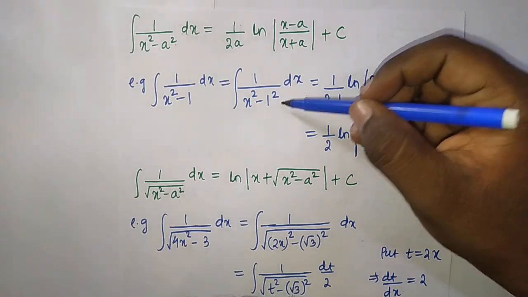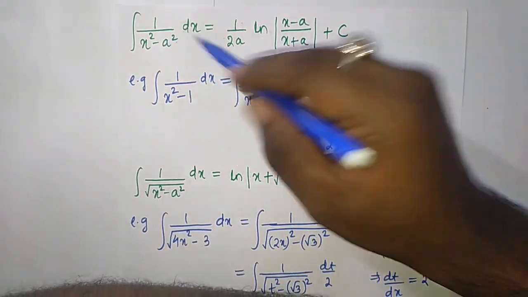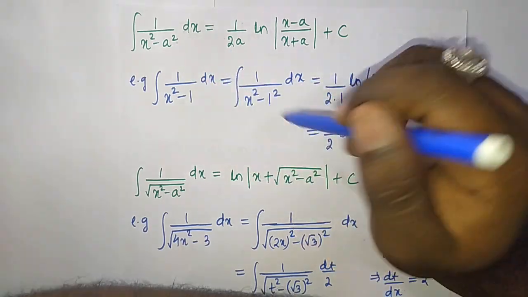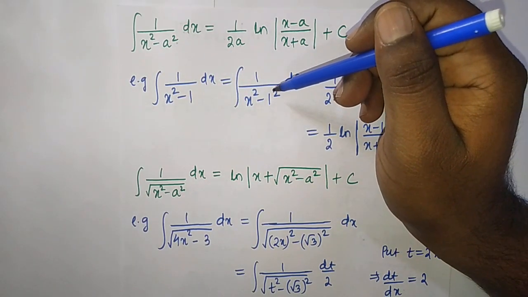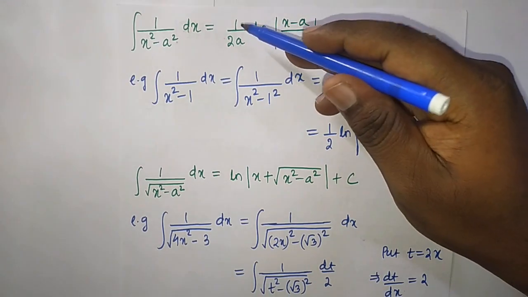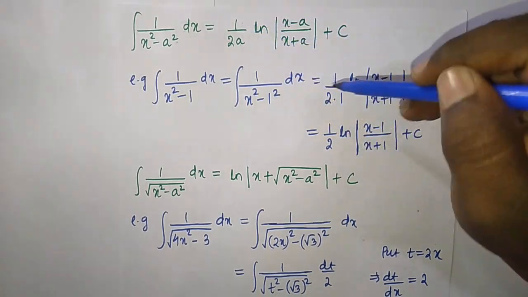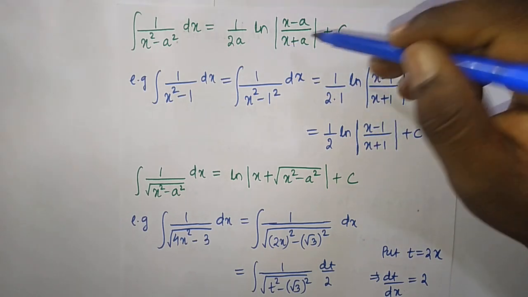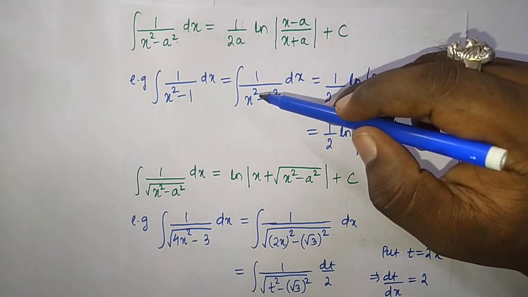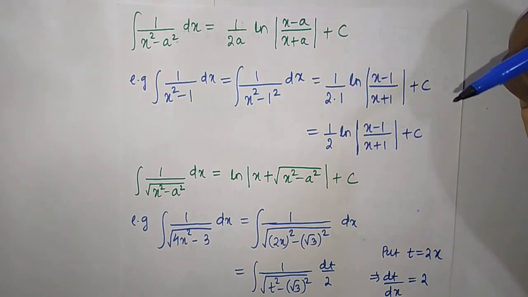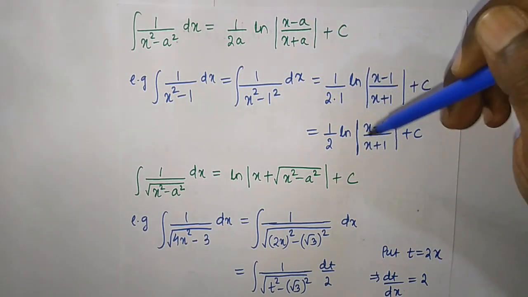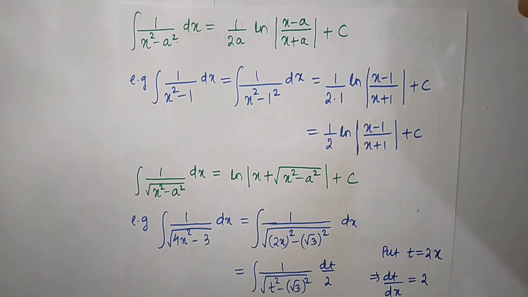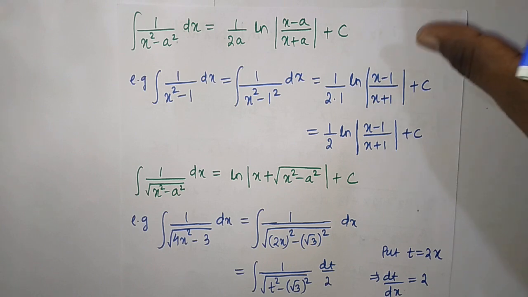By comparing these two forms, you can see in place of a only one term is there, 1 is there, so put it here. Here it is 1 by 2a, means 1 by 2 into 1, into ln modulus of x minus a divided by x plus a, and in place of a we have 1, so x minus 1 divided by x plus 1. By simplifying we will get 1 by 2 into ln modulus of x minus 1 divided by x plus 1 plus c.